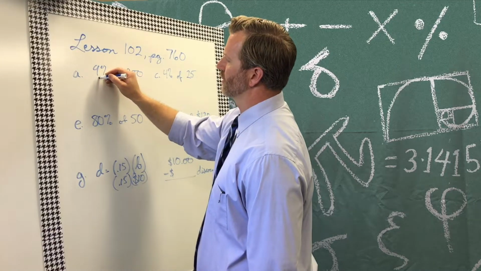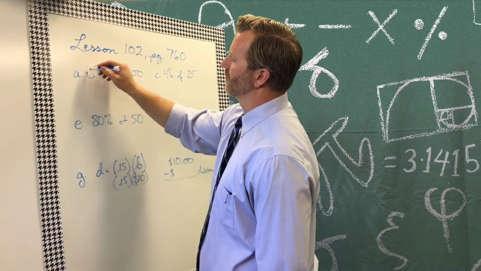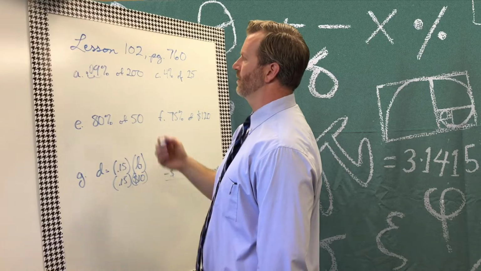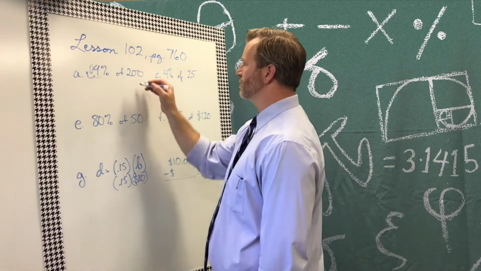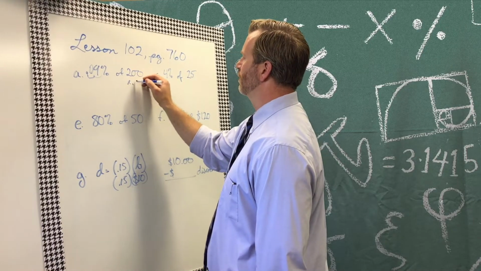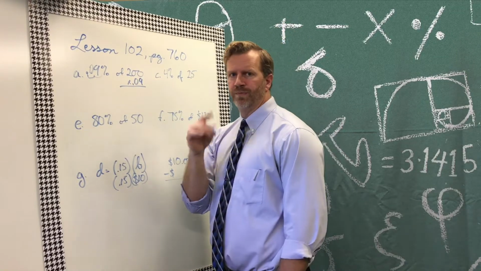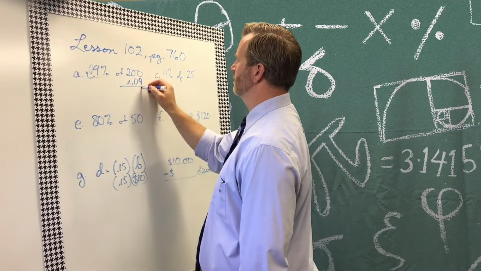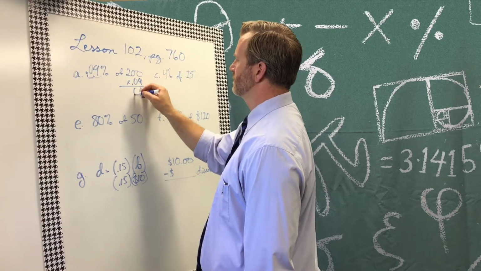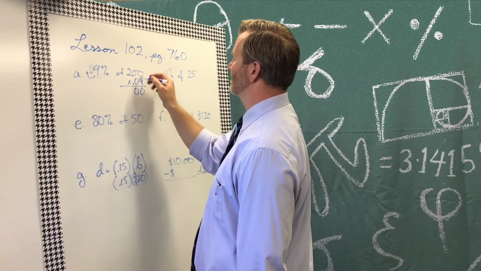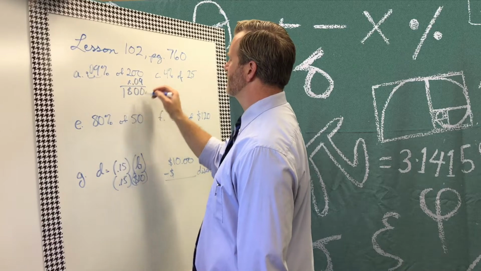Right? We're going to start here, go 1, 2, drop our decimal in there, put a 0, right? So now we're multiplying 200 times 0.09. Okay, Braden, go for it. 9 times 0, 0. 9 times 0, 0. 9 times 2, 18. Awesome.